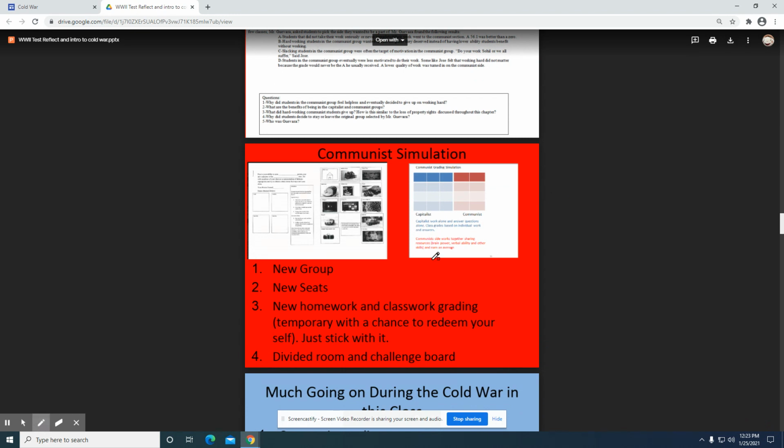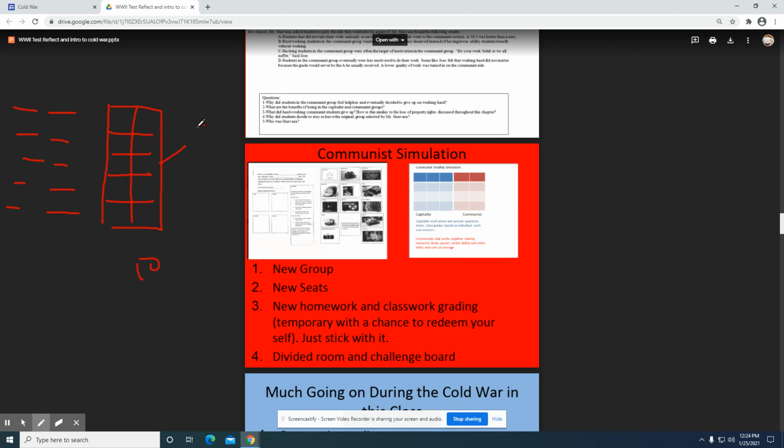So for the communist simulation of grading, the class will be divided into two sections. The communists will be on one side, and I usually have 10, and then we will have the remaining students over here in their desks. Now, the directions are pretty much going to be this.